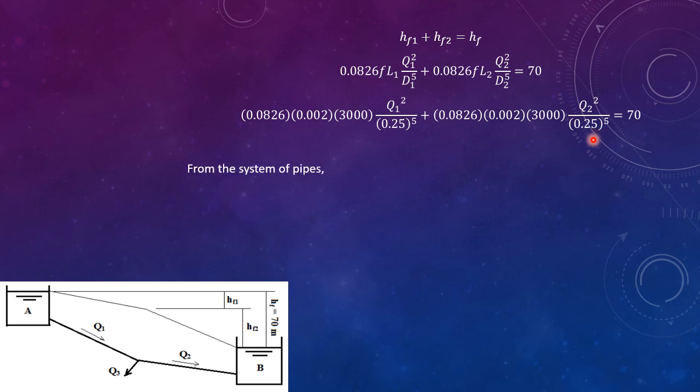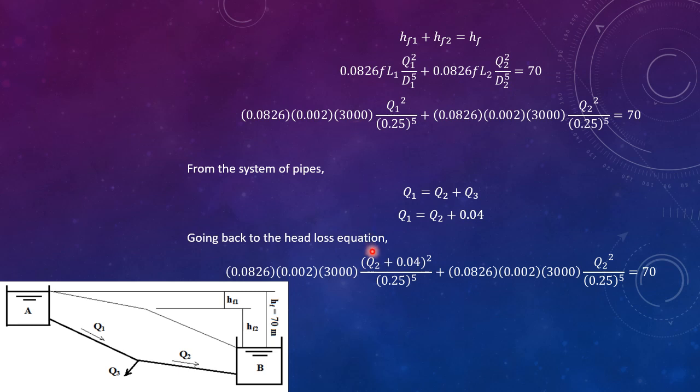From the system of pipes, pipe 1 branches into pipe 2 and pipe 3. Therefore, we can say that Q1 is equal to Q2 plus Q3. But Q3 is given in the problem as 0.04 cubic meter per second. Therefore, we have Q1 in terms of Q2. And going back to the head loss equation, we can substitute this value of Q1 in terms of Q2 into the head loss equation.